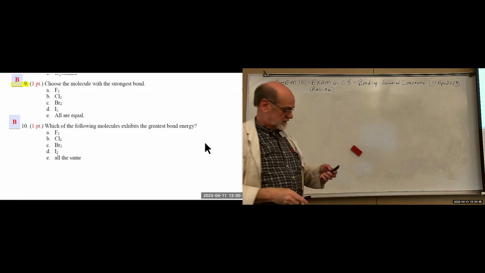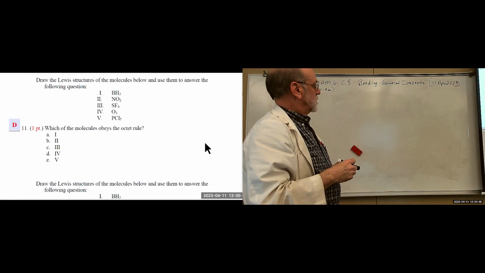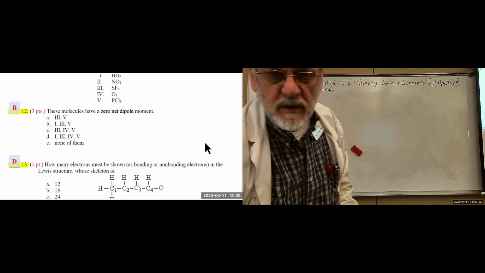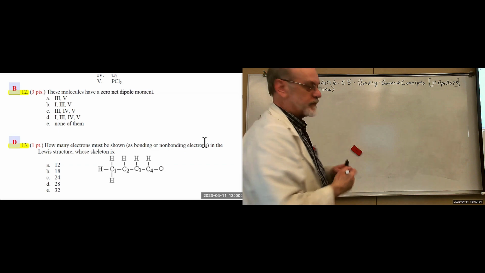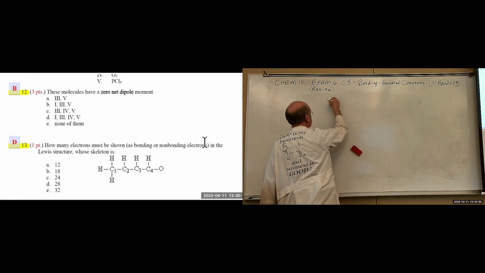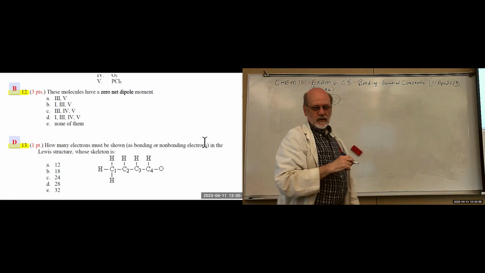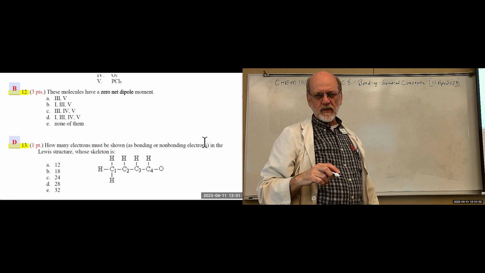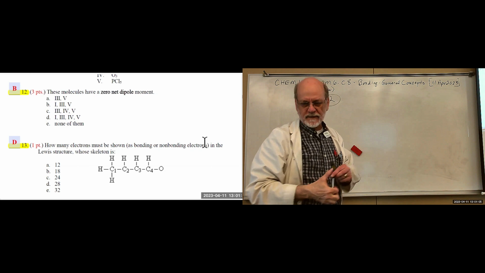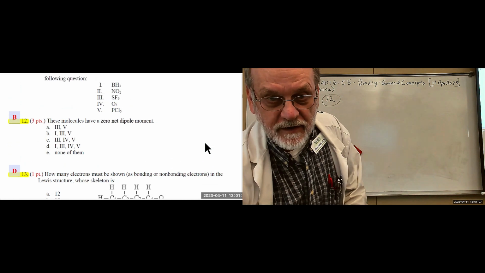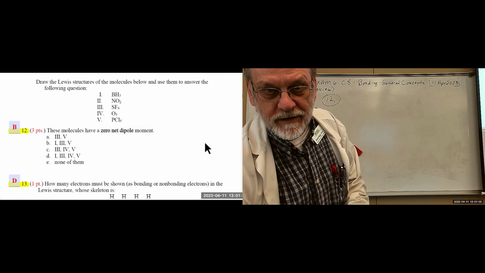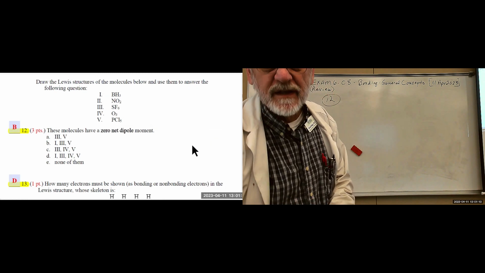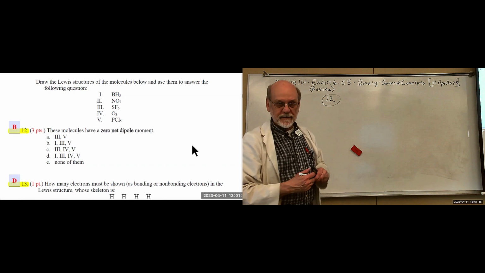All right, let's see. 12. Let me just, while I'm here, scroll it up so we can get 12 and 13 both. 12: these molecules have a zero net dipole moment. Oh, I shouldn't have done that because we have to look at those guys right there. Draw the Lewis structures and use them to answer the following questions.